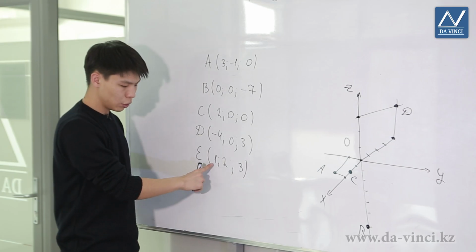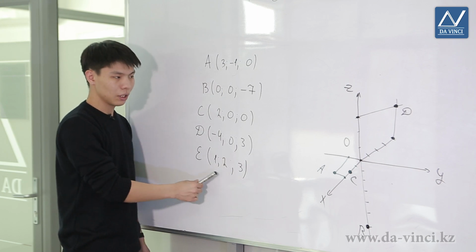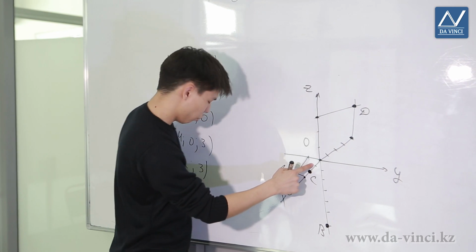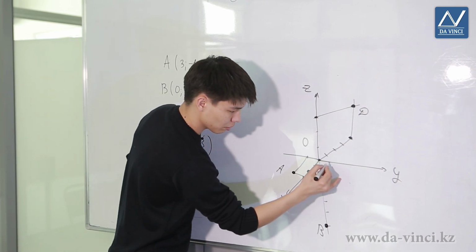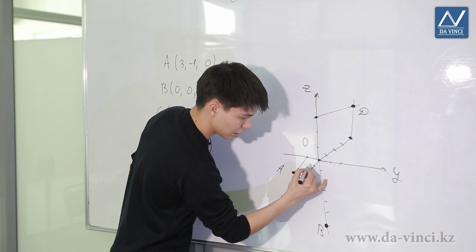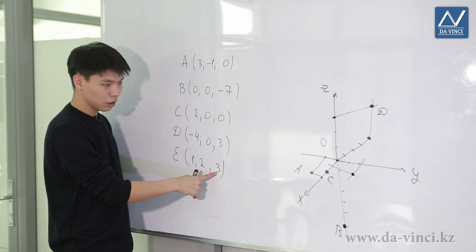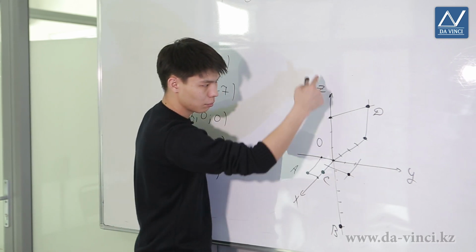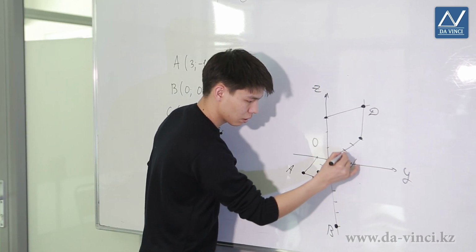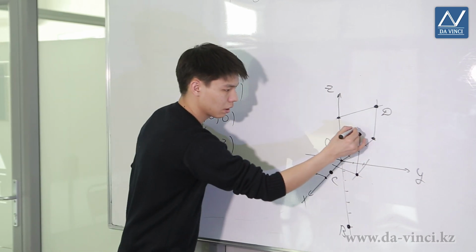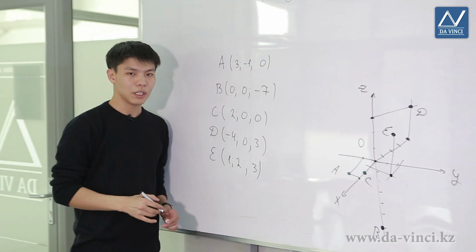And point E. It has no 0 coordinates, so it will hang in space. It has 1 on x, 2 on y. Let's mark 2 on y. We've drawn parallel lines. We've got a point. Now 3 points up from this one, parallel to the OZ axis. That is, somewhere here. This is point E. This video lesson is over.